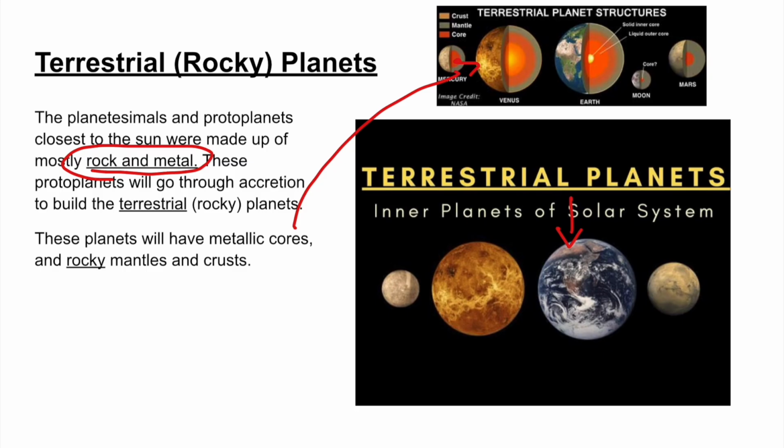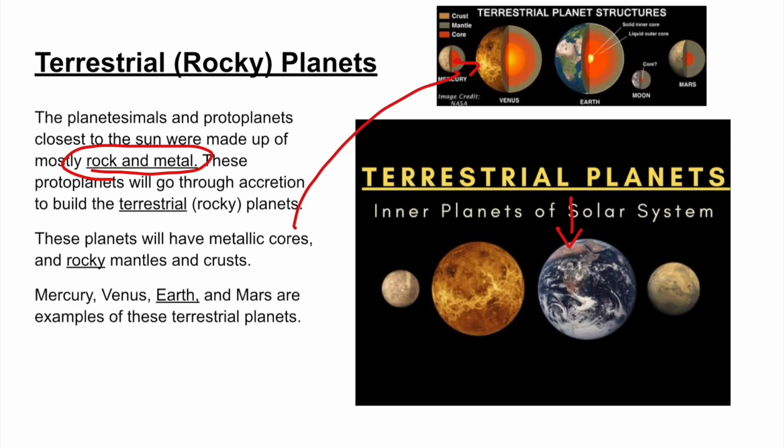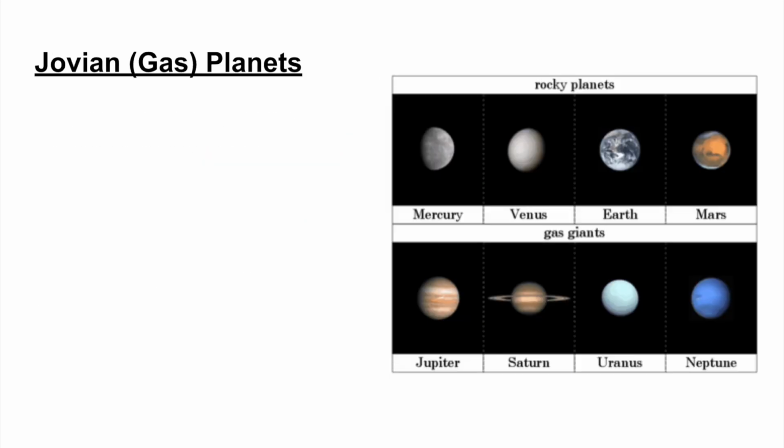Now their crusts and their mantles, if they have a separated mantle, are made out of mostly rocky compounds. Earth's crust is obviously rocky. If you go outside and dig down, you'll find some rock, and it's very silicate heavy and very magnesium heavy as well, with different metals found mixed in the rock in the crust of the Earth. So Mercury, Venus, the Earth, and Mars are these 4 terrestrial planets. Those are the rocky planets.